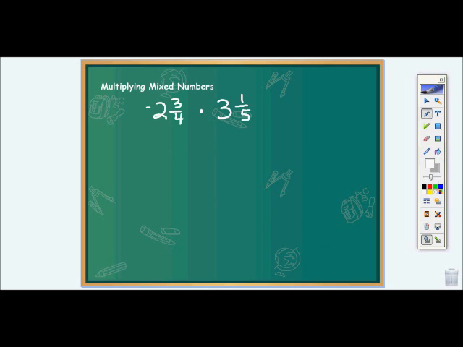Moving along, this time I'm going to have 2 mixed numbers. So I'm going to change them both to impropers. 2 times 4 is 8 plus 11. I have a negative 11/4.